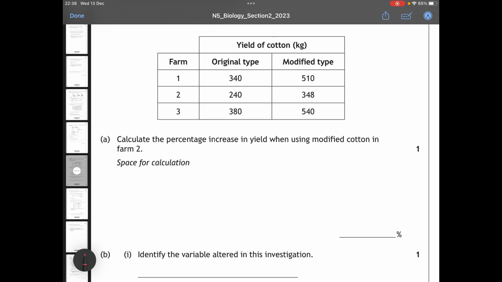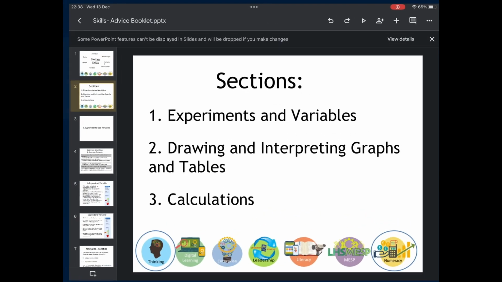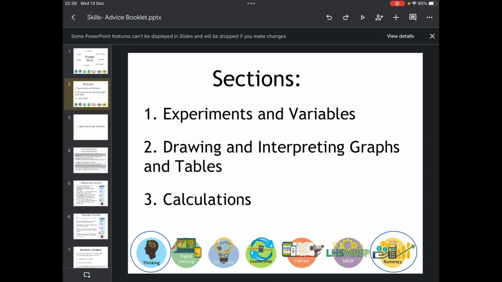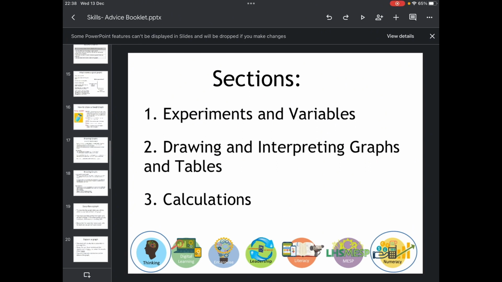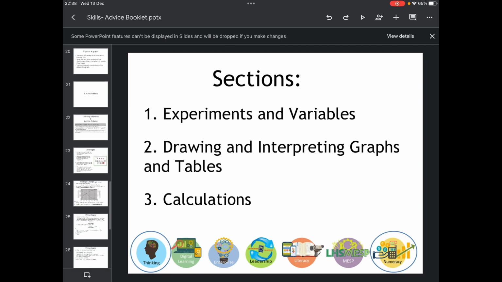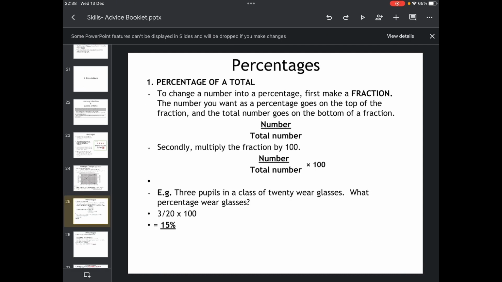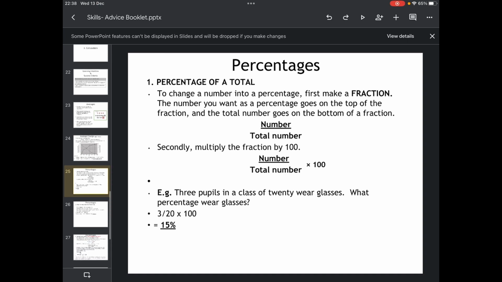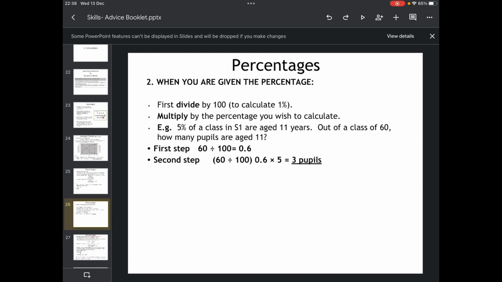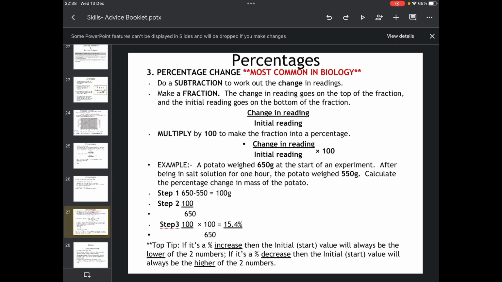Okay, so if I jump back just very quickly to our skills booklet, percentages are obviously a type of calculation, so I'm going to go to the third and final section on calculations, and I'm going to find the bit on percentages. Now it's percentage increase, so it's not percentage of a total, it's not percentage when you're given the percentage. This would be an example of a percentage change. And this is one that most commonly comes up in biology. You may see the other two from time to time, but this is definitely the one that comes up most often.